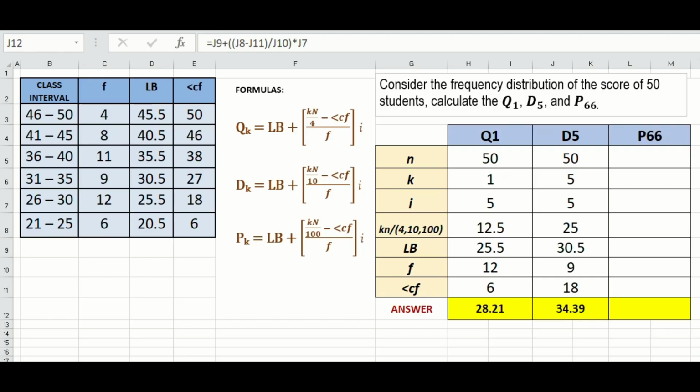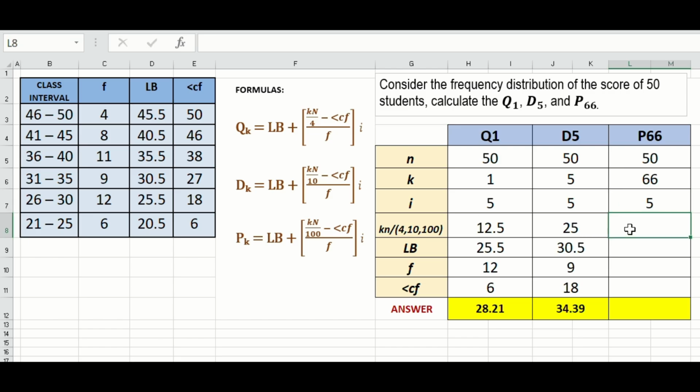Now let's explore Microsoft Excel again, and this time let's try to find quartiles, percentiles and deciles for grouped data. As you can see, I've already input the frequency distribution table along with the formulas and an example problem. I've also already computed the quartile 1 and decile 5. So what I'm going to do now is demonstrate how to calculate the 66th percentile, as the process is just similar to getting the quartile 1 and decile 5. Since our n is the same, let's put here 50, and since we are finding the percentile 66, our k is 66 and our interval is 5.